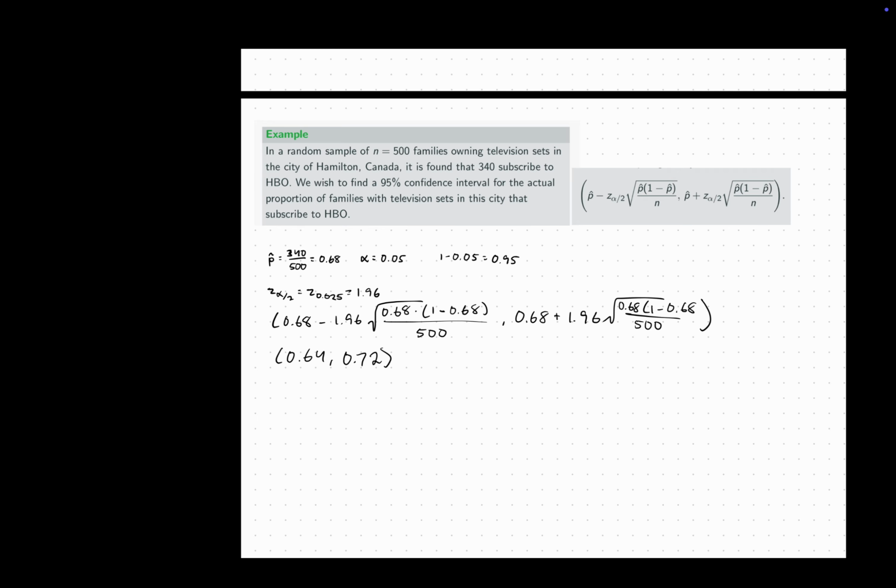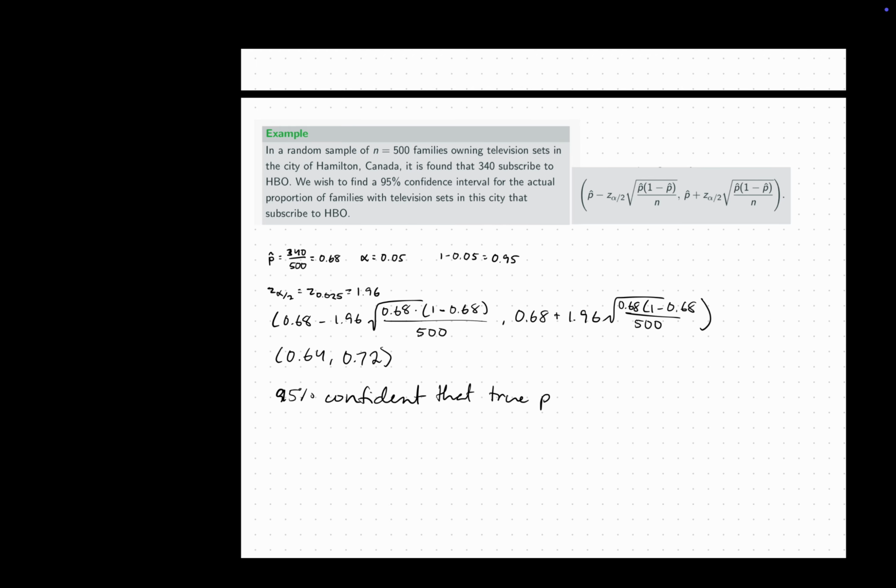And so now we can say that we are 95% confident that the true proportion, this is the population proportion, is between 0.64 and 0.72.